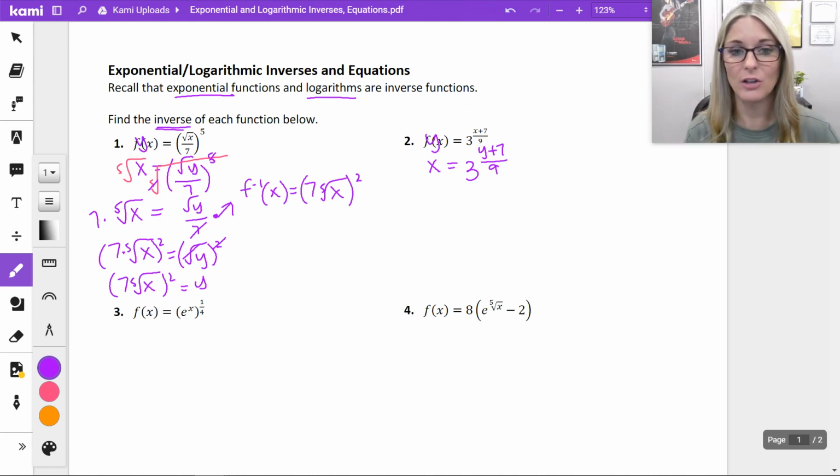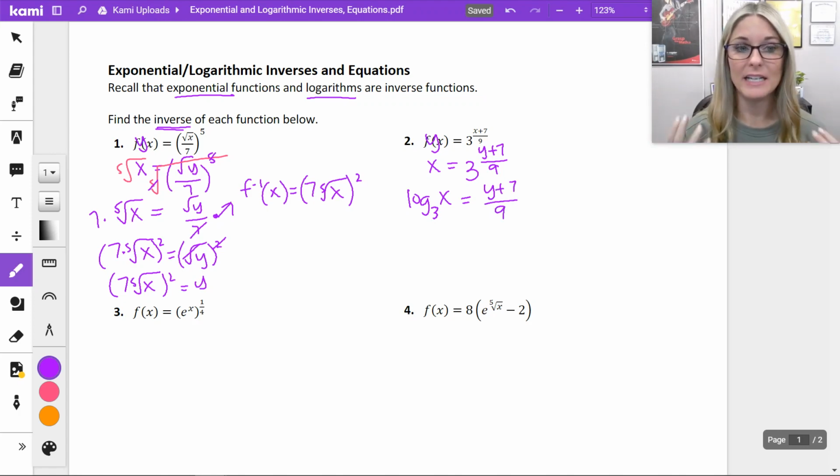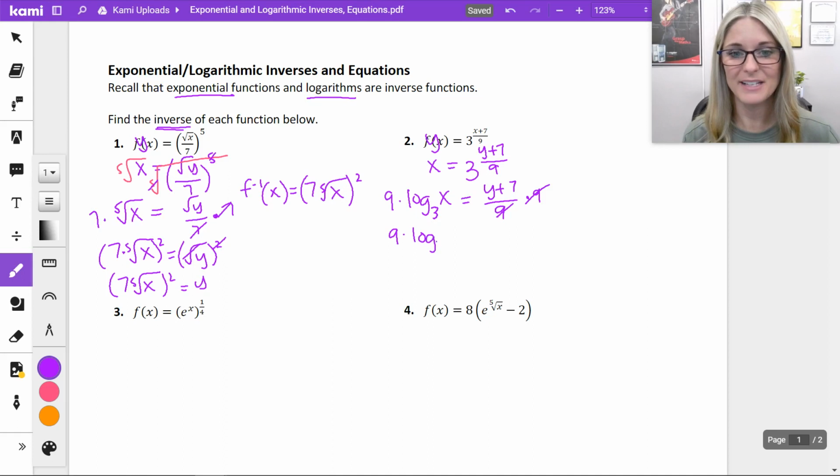So let's change this to a logarithm. Logarithm base 3 of my answer, x, equals the exponent piece, y plus 7 over 9. At least now my variable is not in the exponent. I can start to solve for y. Let's multiply both sides by 9 to stop that division. So we have 9 times logarithm base 3 of x equals y plus 7.